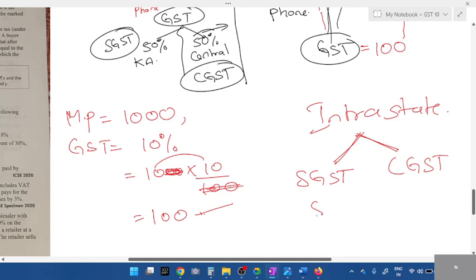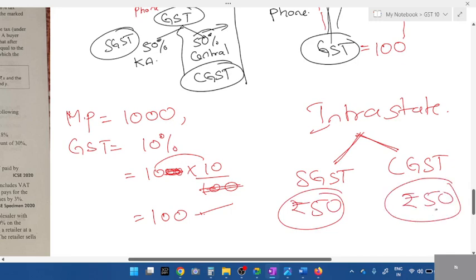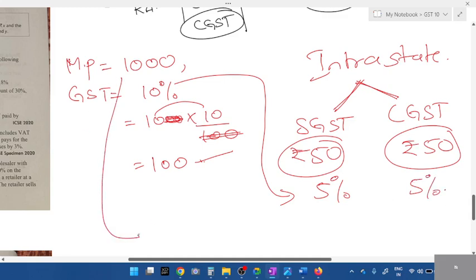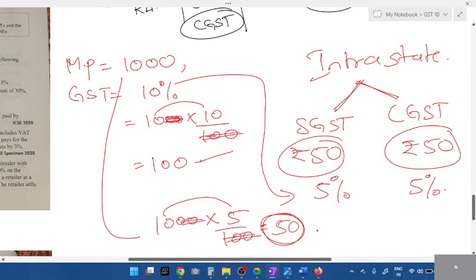Out of 100, 50% is exactly half. How much will the state government take? The state government will take half and central will take half. This is in terms of rupees. If you see it in terms of percentage, we just divide it in half. The state government will take 5%, central will take 5%. If you want to calculate 5%, take the mark price. Look here, 1000 into 5 divided by 100. Two zeros get cancelled. 5 into 10, that is 50.